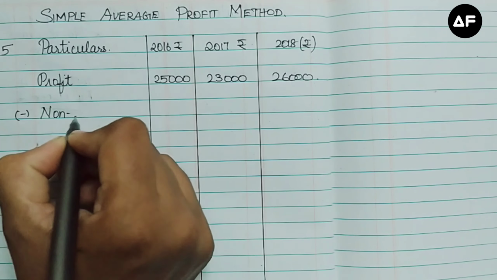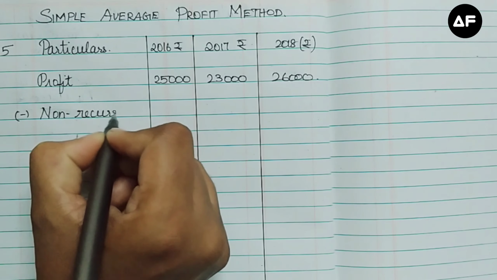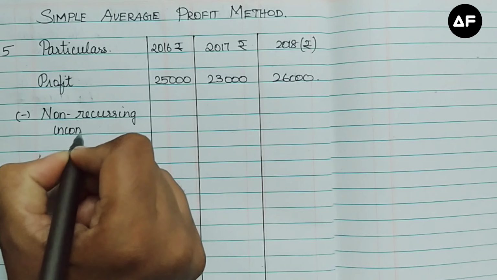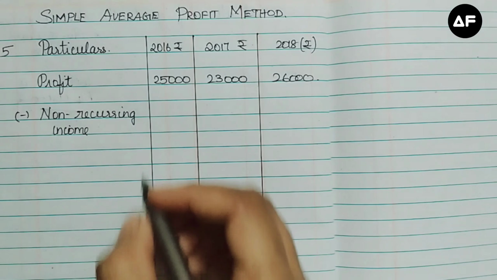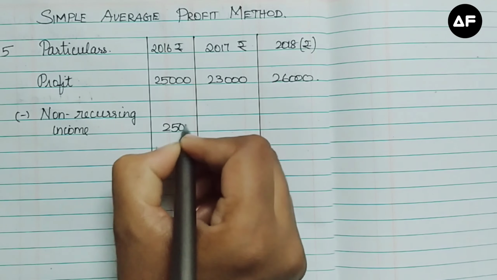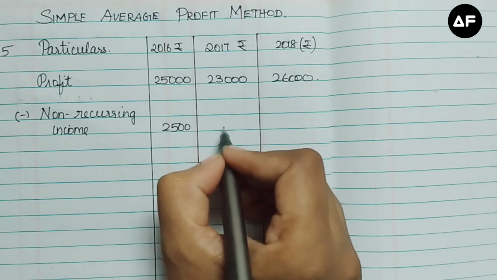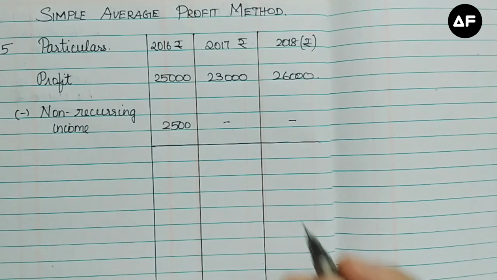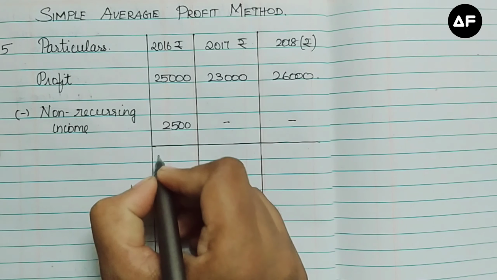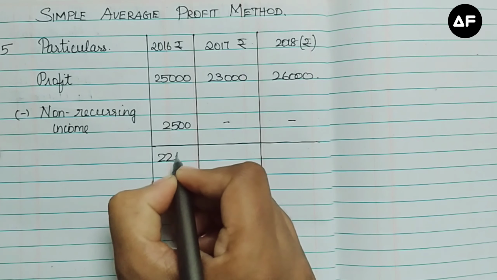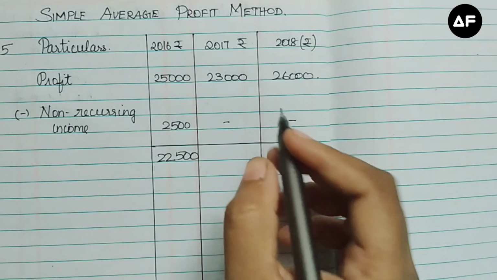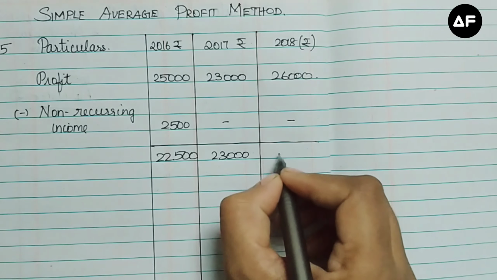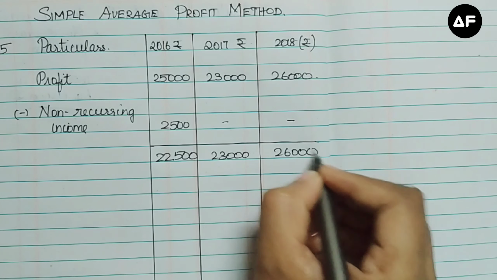Non-recurring income of rupees 2,500 has to be subtracted from the year 2016. The others, there are no changes in it. So 25,000 minus 2,500 is going to be 22,500. This is going to be the same 23,000, and this is also 26,000.